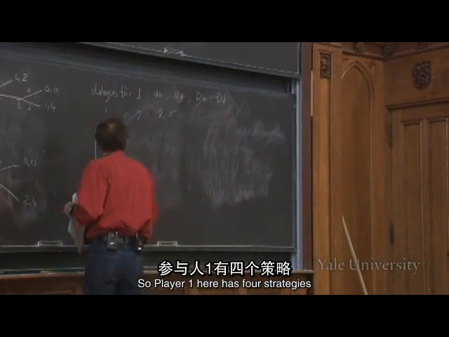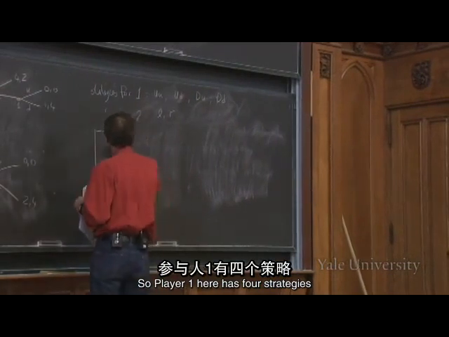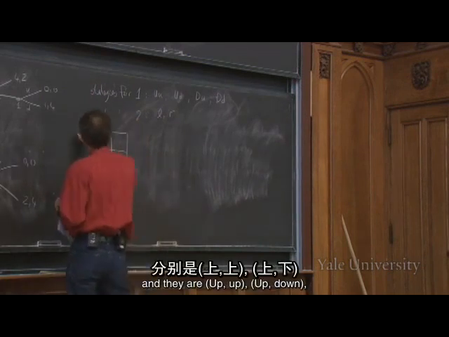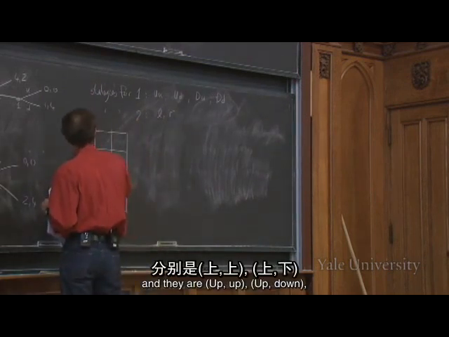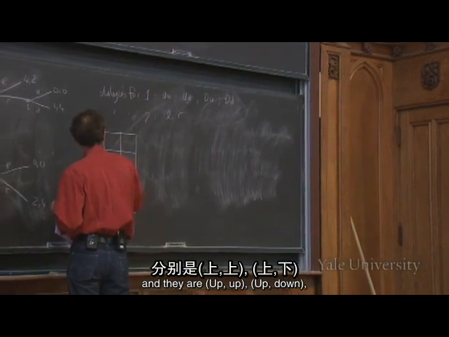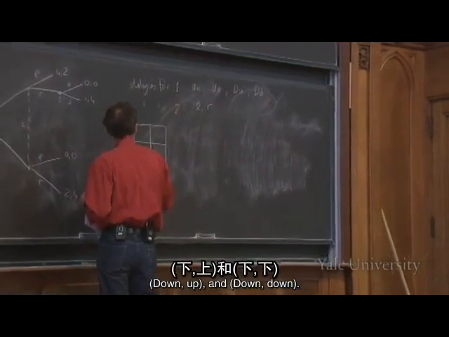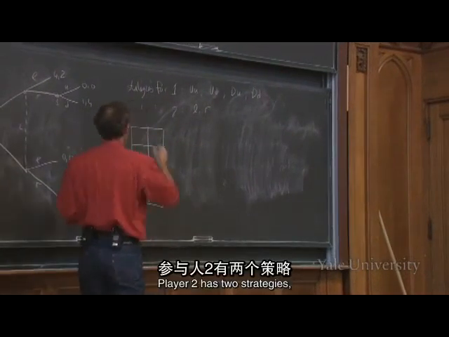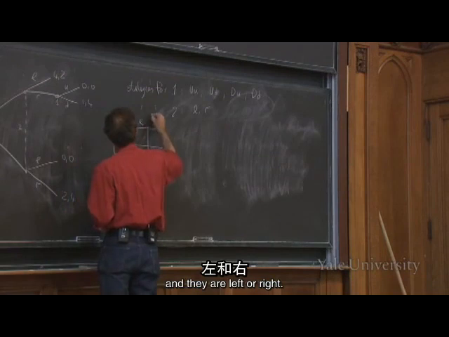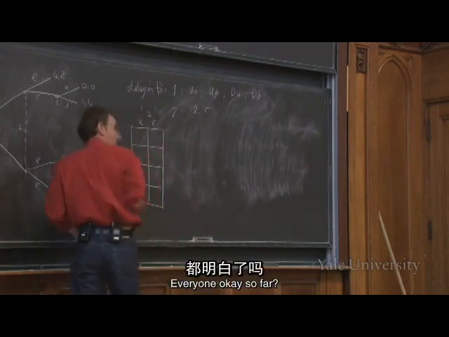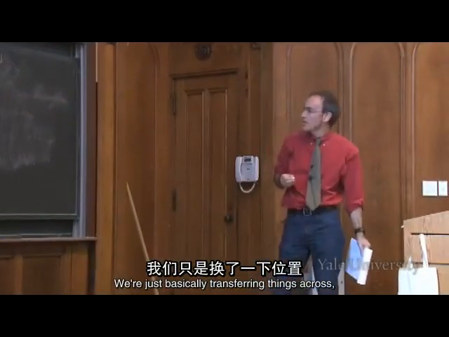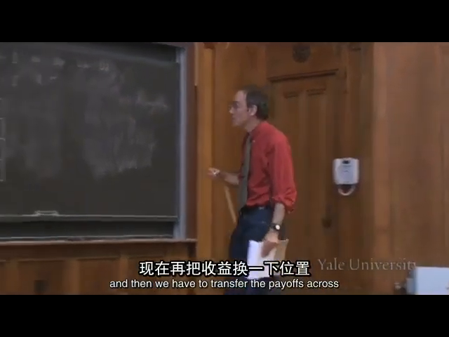So player 1 here has 4 strategies, and they are up-up, up-down, down-up, and down-down. And player 2 has 2 strategies, and they are left or right. All right, everyone okay so far? We're just basically transferring things across. And now we have to transfer the payoffs across.